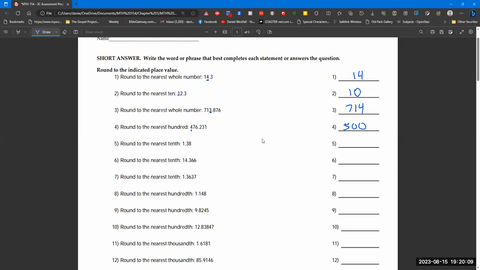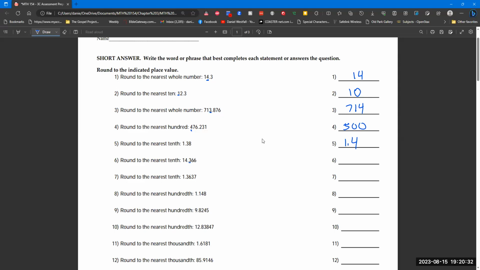Round to the nearest tenth. Things with the TH at the end of them are decimal places. So tenth, we're going to look at the hundredths here. That 8 is going to round up to 1.4, 1 and 4/10.